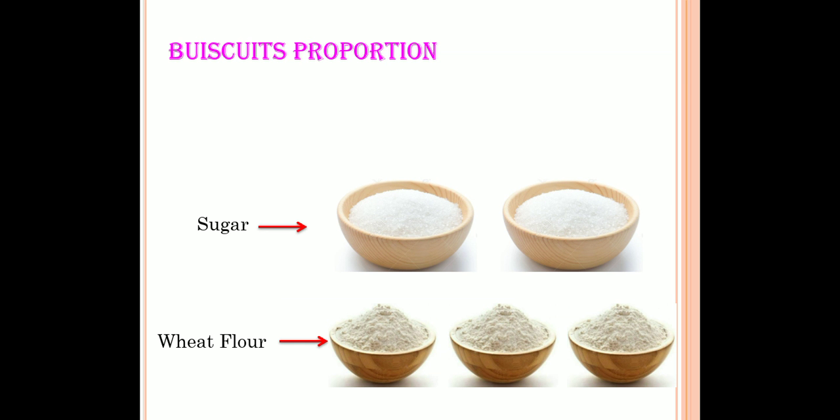Then now let us see the third example. This is of biscuit. The proportion of biscuit. How many cups of sugar? There are 2 cups of sugar and 3 cups of wheat flour. So what will be the proportion of sugar to wheat flour? It will be 2:3 because 2 cups of sugar and 3 cups of wheat flour. Now have you understood what is ratio and what is proportion? It is very simple to identify what is ratio and what is proportion.